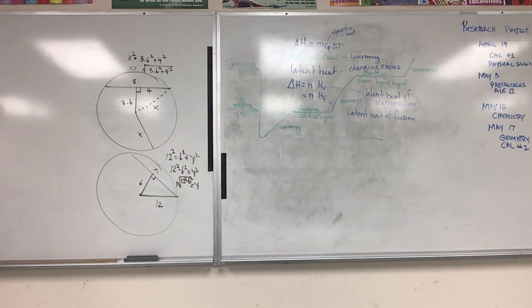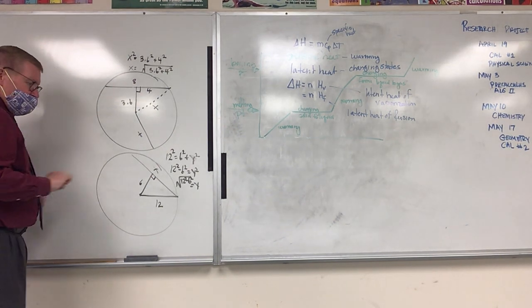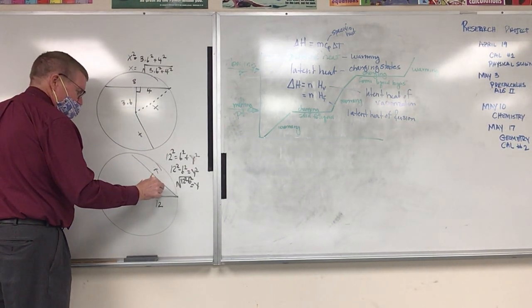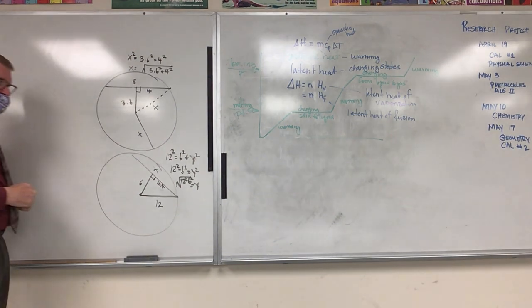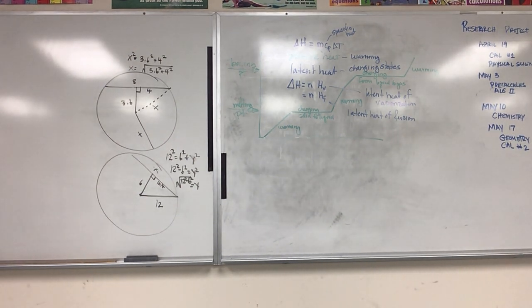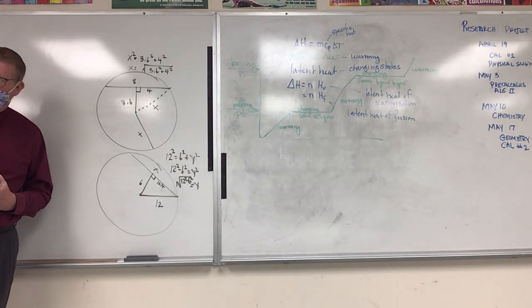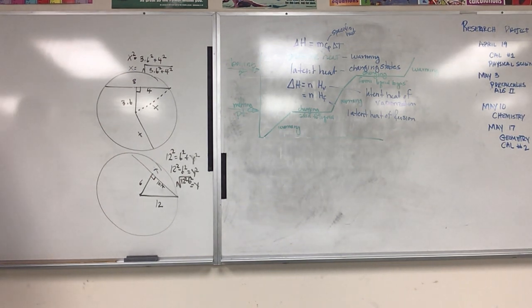10.4. What is it? 10.4. Wow. So therefore, x is 20.8. Look at number 23. Anybody have any questions so far? Again, you use the Pythagorean theorem, your right triangles, and your theorems that we are learning here.